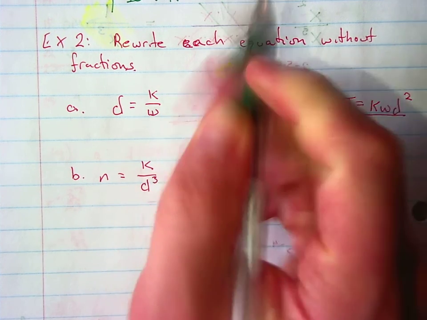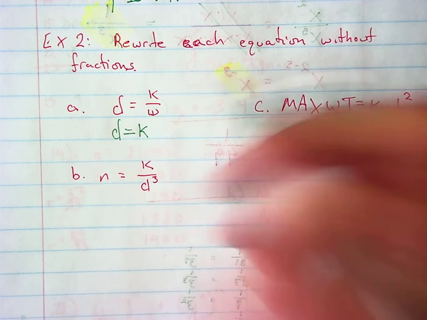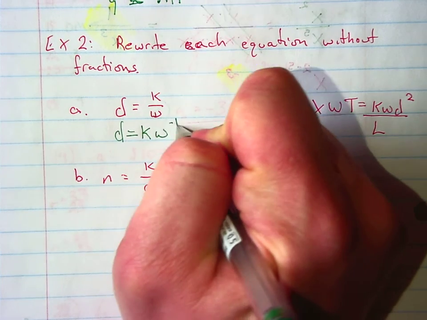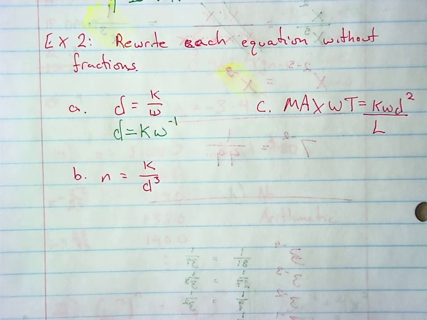First one. Well, the D and the K are fine. How do you move W to the top? Going to have to change the sign. Done. Okay, we'll give you 30 seconds to a minute to try to do B and C in a similar fashion.